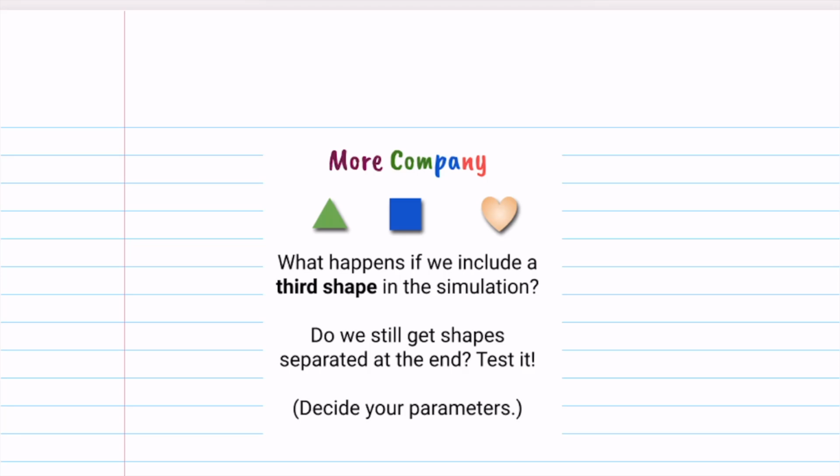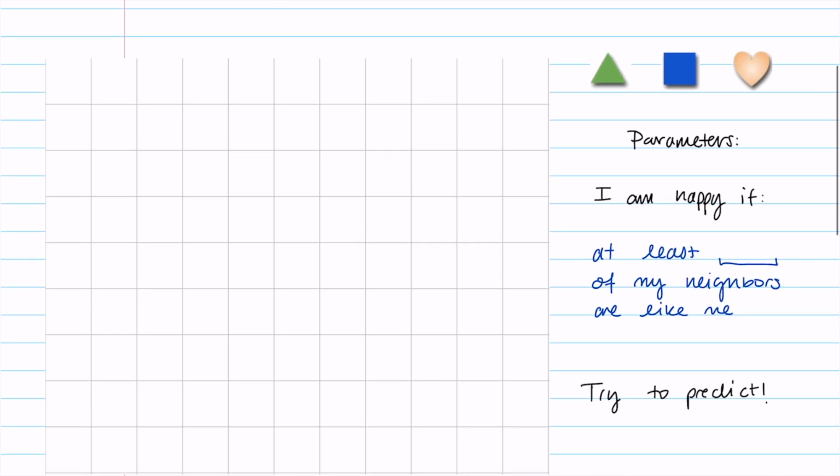The first exploration that we have is called more company. And the question is, what happens if we include an additional shape in our simulation? Before we only had triangles and squares, and we had rules about when they were happy depending on what their neighbors looked like. But now what happens if we add a third shape, and we have a rule about when they're happy? Do we get something different? Do we not? Let's see. We'll still be working on a square grid for this.